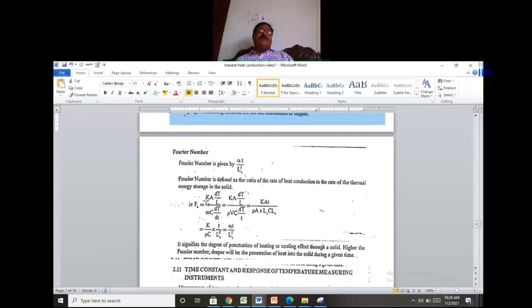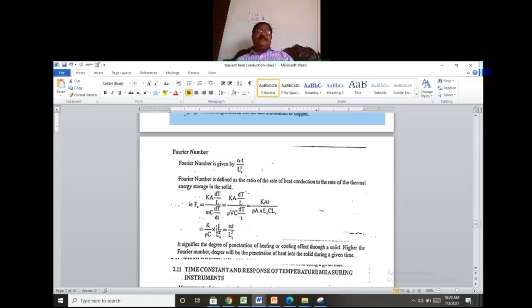Fourier number is equal to kA dT by L divided by mc dT by dt. m is nothing but rho into V, into c dT by dt. If you simplify this, kAT in the numerator will go to the denominator, and these two things will get cancelled. Remaining is rho A into Lc, since V is A into Lc, into c into Lc. So k by rho c into t by Lc square is equal to alpha t by Lc square.